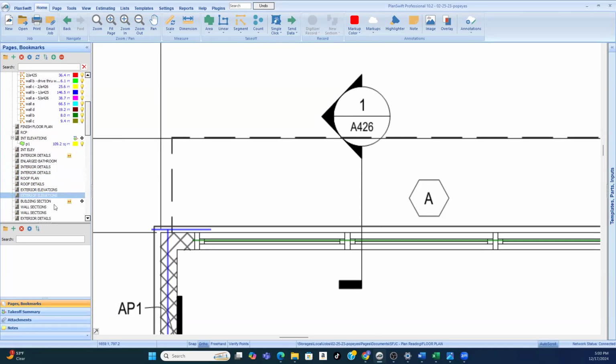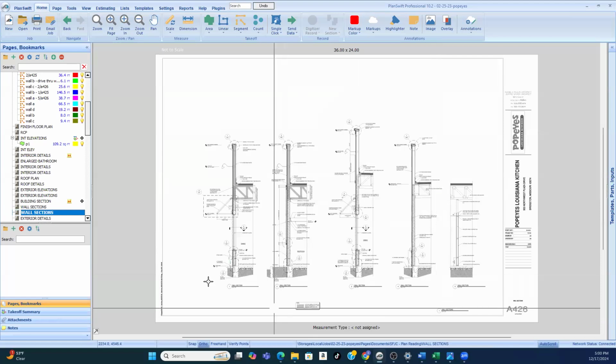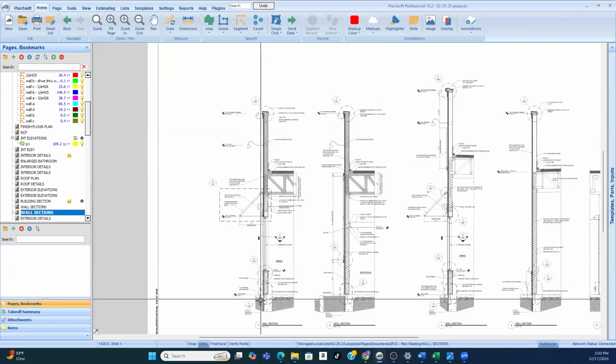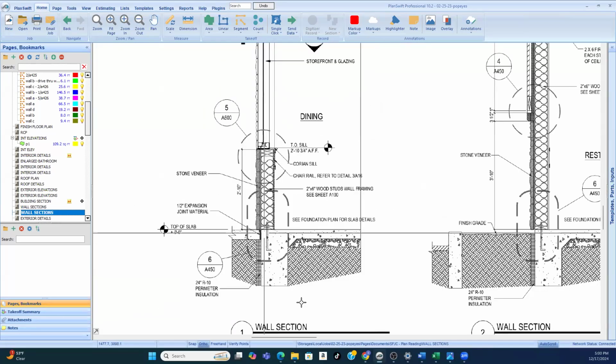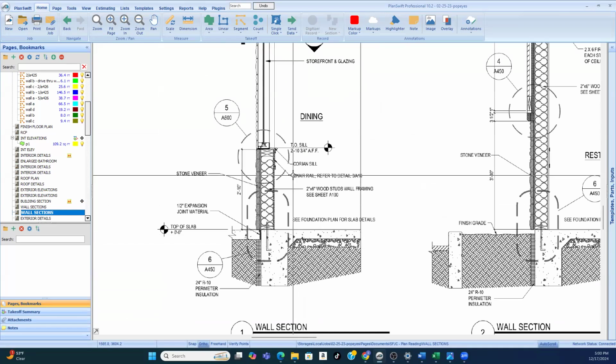And I always add section views. 426, picture number 1. So classic, beautiful section views. This is picture number 1. This is the wall at the window. So I'm the framer.